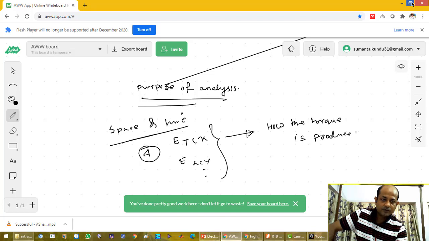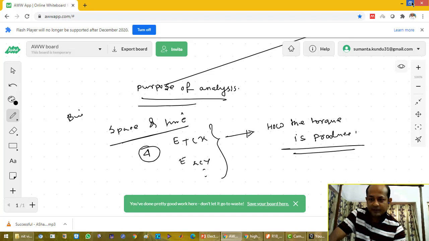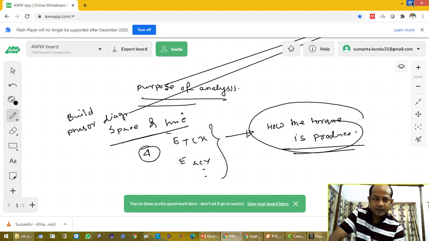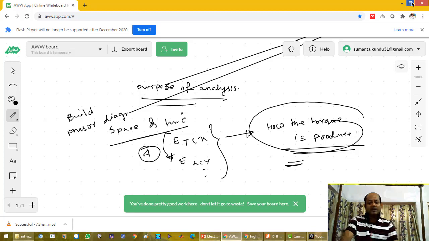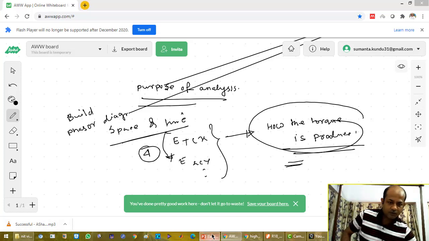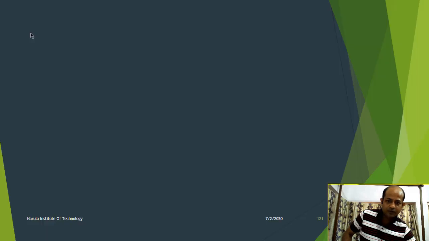So the main thing is to build the phasor diagram, and from the phasor diagram we can derive the expressions of these four quantities. We will derive the torque and power equations to analyze the different operating conditions, the equivalent circuit and the phasor diagram, through the cross field theory of the single phase induction motor. So this is all about today's class. Thank you.